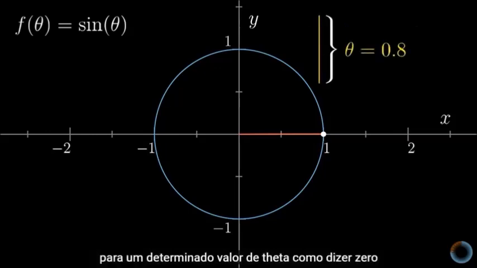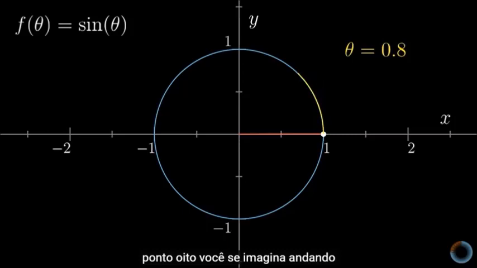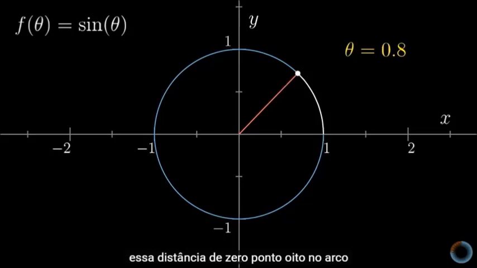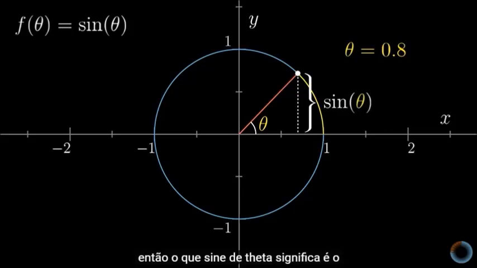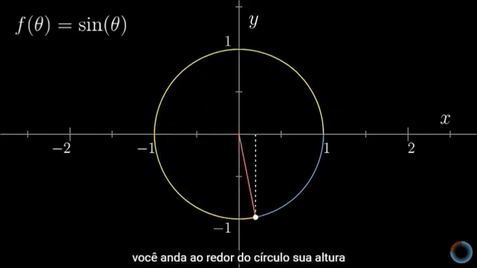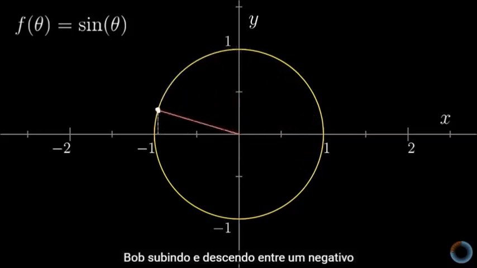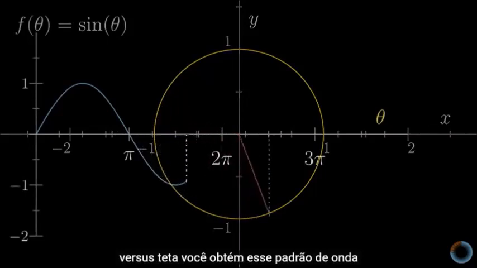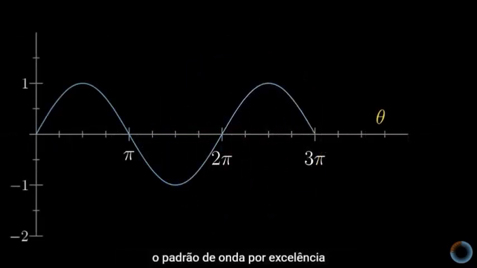For a given value of theta, like say 0.8, you imagine yourself walking around the circle starting from the rightmost point until you've traversed that distance of 0.8 in arc length. This is the same thing as saying that the angle right here is exactly theta radians, since the circle has a radius of 1. Then what sine of theta means is the height of that point above the x-axis. And as your theta value increases, and you walk around this circle, your height bobs up and down between -1 and 1. So when you graph sine of theta versus theta, you get this wave pattern, the quintessential wave pattern.